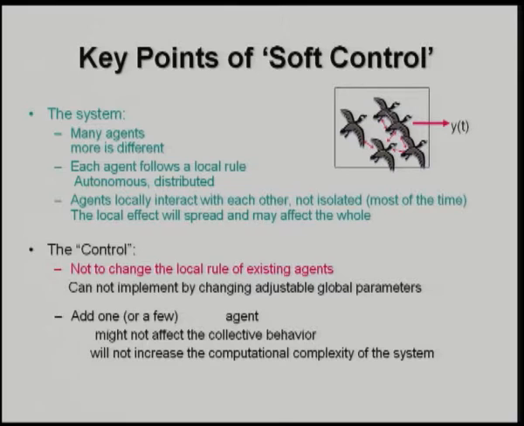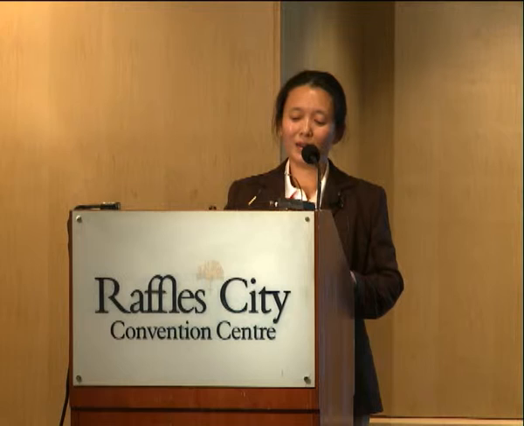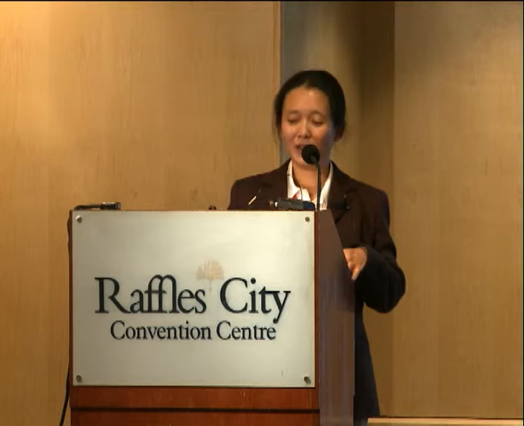However, if these agents are special, which I call shills, that means the shill is controlled by us, and it does not follow the local rule of the normal agents, but it is treated as an ordinary agent by the already existing agents. So this means the local rule of the already existing agents does not need to change. They still act the same as before. By adding the shill into the system, actually we are adding a control interface to the system. So we can control the system through controlling the shill, and that's the point.